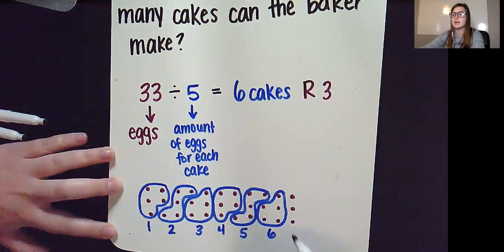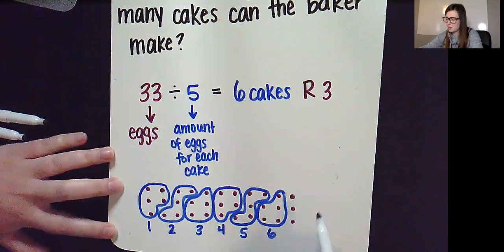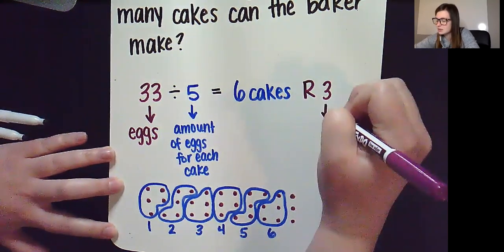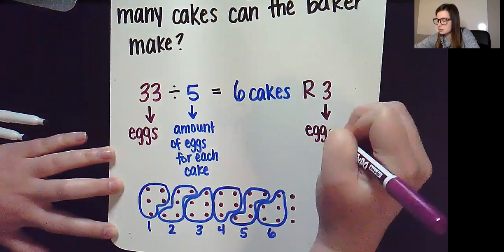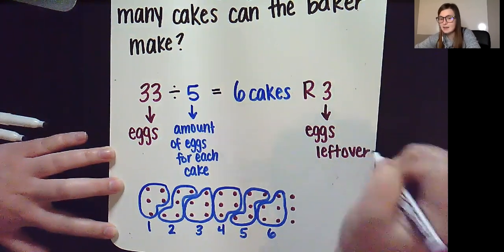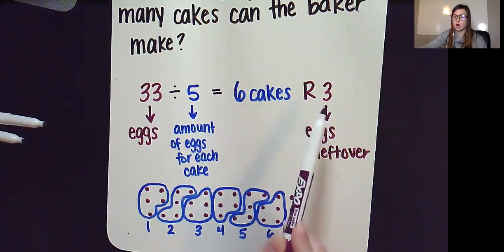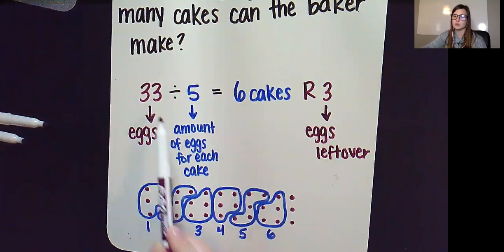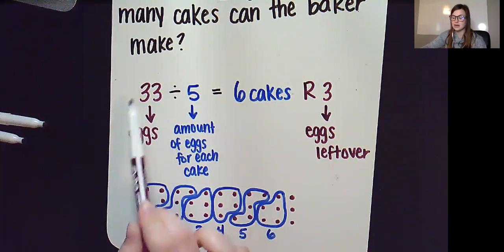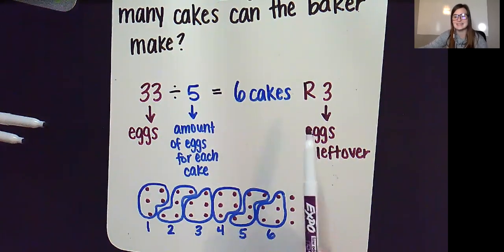3 what? Is that 3 cakes left over? 3 potatoes? That doesn't even make sense with this story problem. But if we look at our picture, we can see that that is 3 eggs left over. So our remainder here represents how many eggs aren't getting used to make the cakes. So if you can kind of see here, the remainder always comes from the amount you're breaking apart. So we were breaking apart eggs, so our remainder is still eggs, but it's eggs that didn't get used.